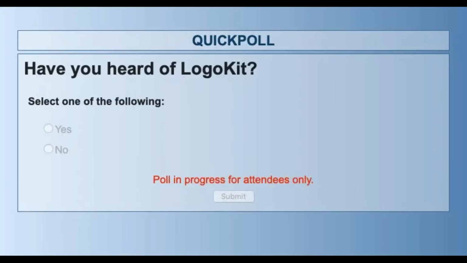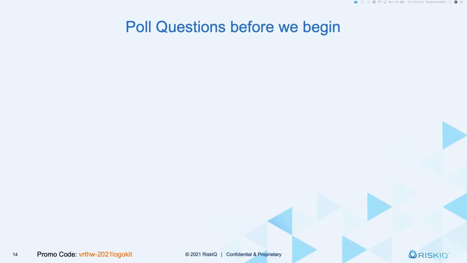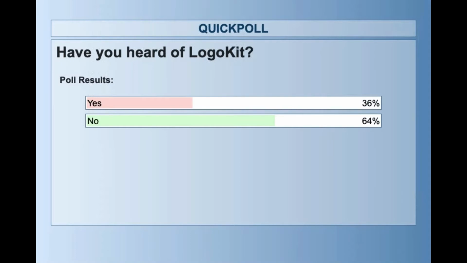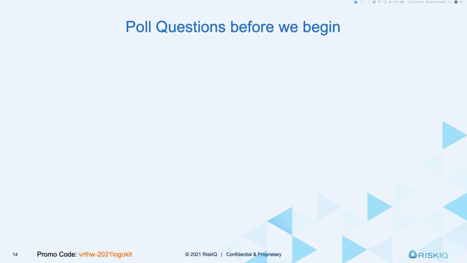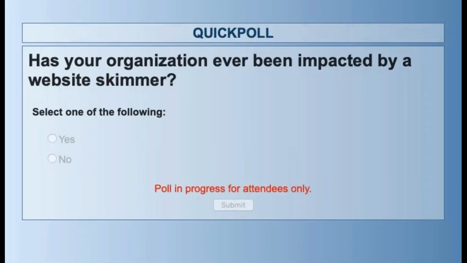Have you heard of LogoKit? Yes or no? So 36% yes, 64% no. So when we're done, you're going to go back and talk to your colleagues and say, oh, wow, we really need to look at this. Okay, has your organization ever been impacted by a web skimmer?